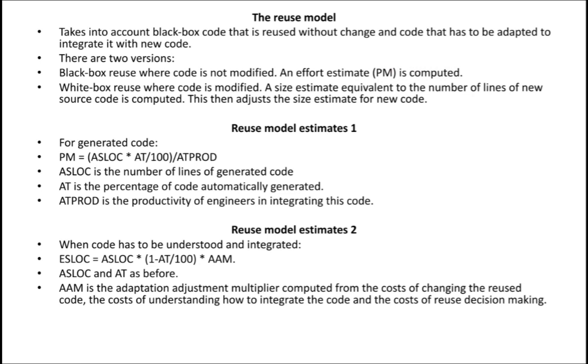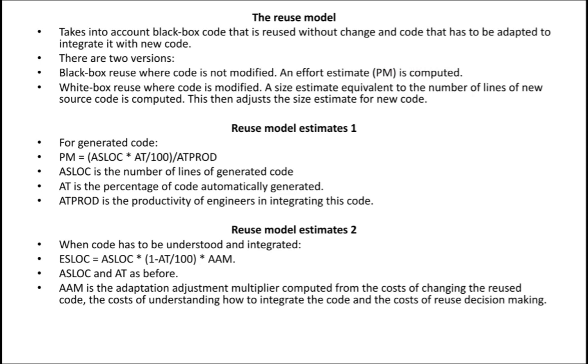White box reuse means the code is modified, right? Hope you are getting. Effort estimate is not going to be affected in black box because you are not going to do any changes, but if it's a white box reuse you are going to do the changes. Obviously the estimate is equal to the number of lines of new source code computed. Obviously how much new lines of code you have written along with the reusing of old code also.